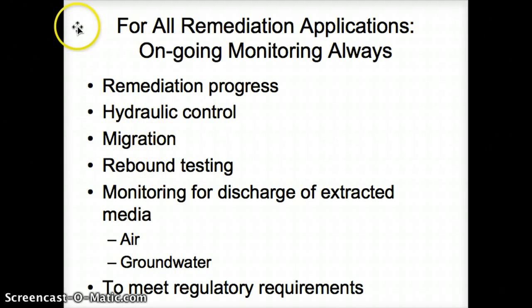Now let's remember here that for all kinds of remediation technologies, there always has to be ongoing monitoring. Okay, so we always need to know the progress of the remediation, if we're really controlling the groundwater flow, if the contaminants aren't migrating farther away, if there's a false sense of security thinking that the contaminants are going away and really not. So that's partly what rebound is.